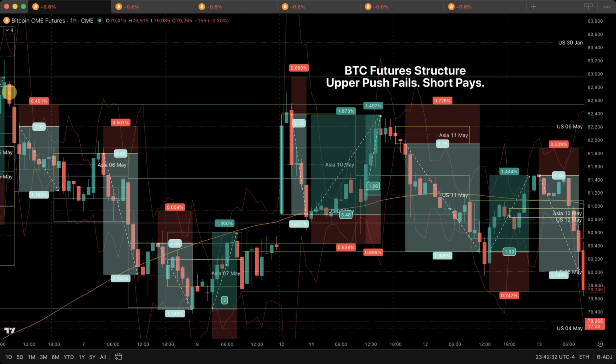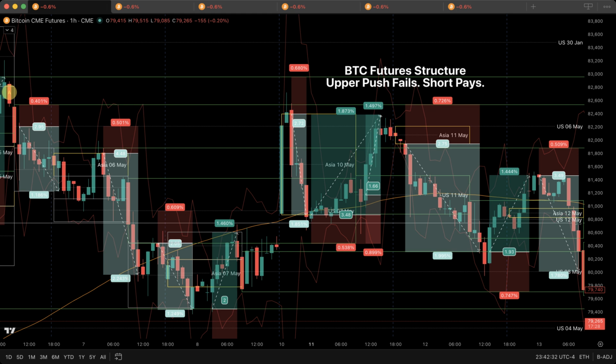So the stop belongs there, not where the trader feels comfortable, not directly above the entry, not inside normal reaction noise. It sits where the short idea breaks. If price gets there, you leave. No hope, no argument, no extra candle.